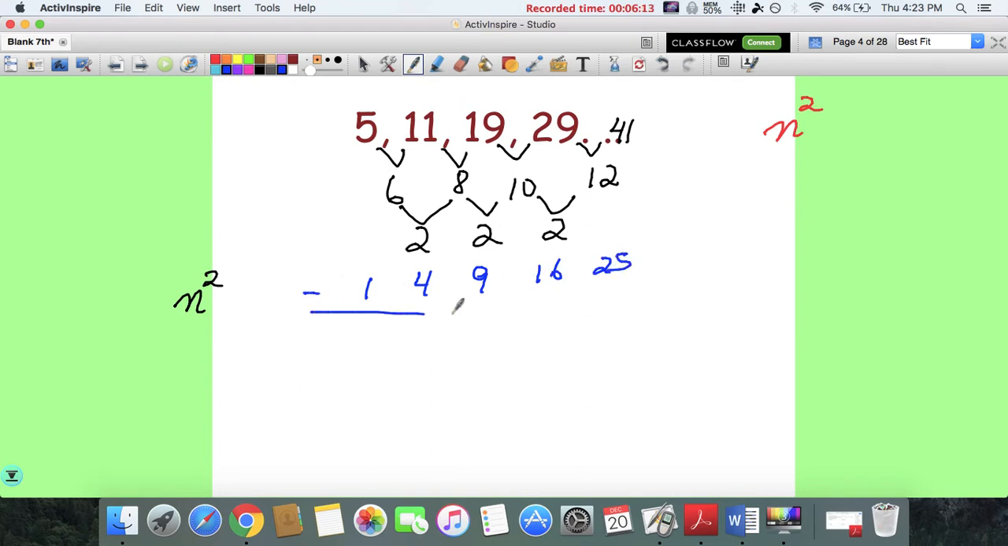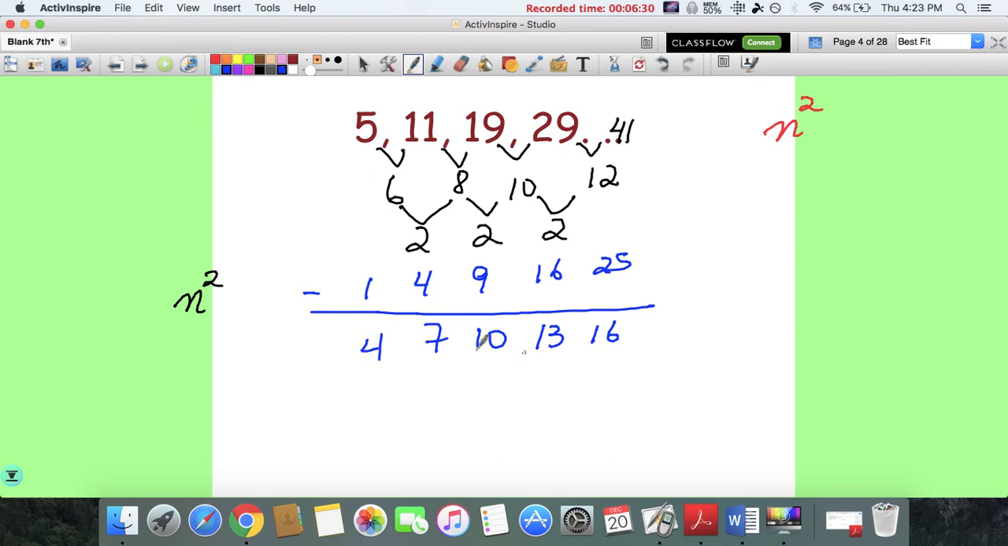So let's remove the quadratic sequence out of this sequence here. So 5 minus 1 is 4. 11 minus 4 is 7. 19 minus 9 is 10. 29 minus 16 is 13. And this hopefully is 16.